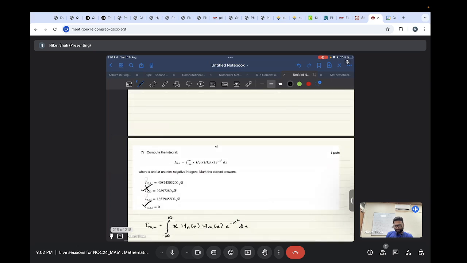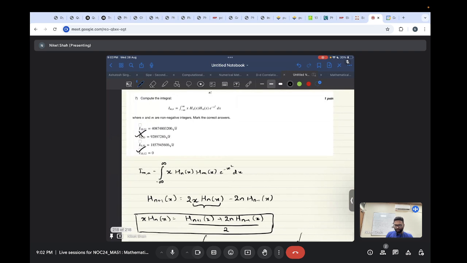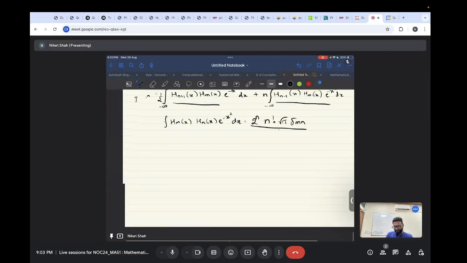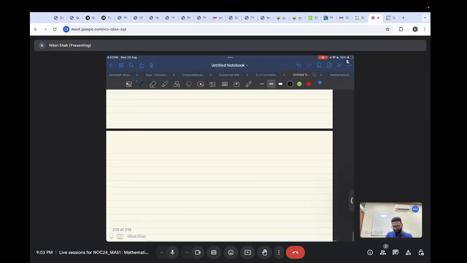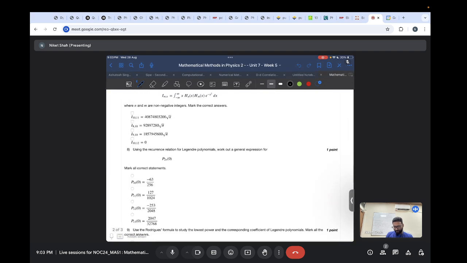So this is a pretty straightforward problem, solvable once it clicks to you that you can use the recurrence relation here. Once that is done, this is a straightforward problem. All right.